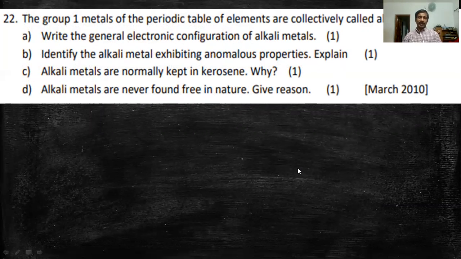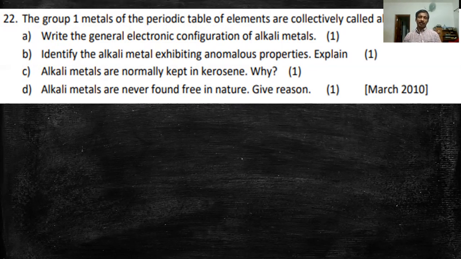The group 1 metals of the periodic table of elements are collectively called alkali metals. Write the general electronic configuration of alkali metals. What is it? ns1. Very simple question. Identify the alkali metal exhibiting anomalous properties. Explain. Lithium, due to small size, high ionization enthalpy, high electronegativity, absence of d orbitals.